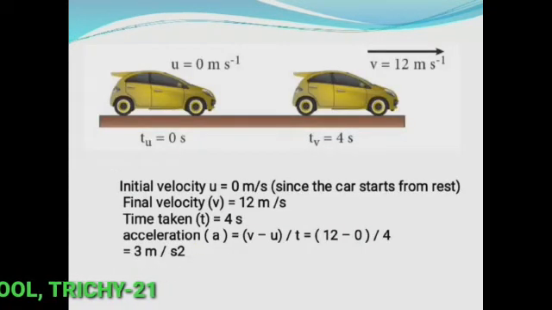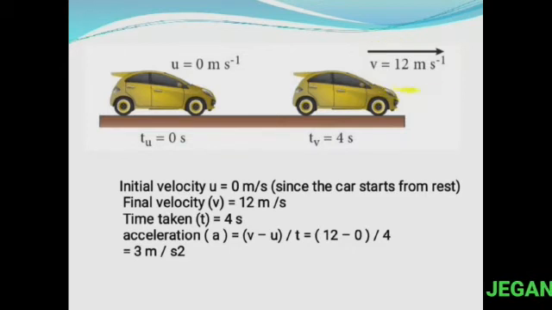So consider a car at rest that starts to travel in a straight path. It reaches a velocity of 12 meter per second in 4 seconds. So before it starts, its initial velocity u is 0 meter per second, time taken 0 second. Then it reaches a velocity of 12 meter per second in 4 seconds. So this 12 meter per second is the final velocity. Time taken is 4 seconds. So what is its acceleration here, assuming that it accelerates uniformly?